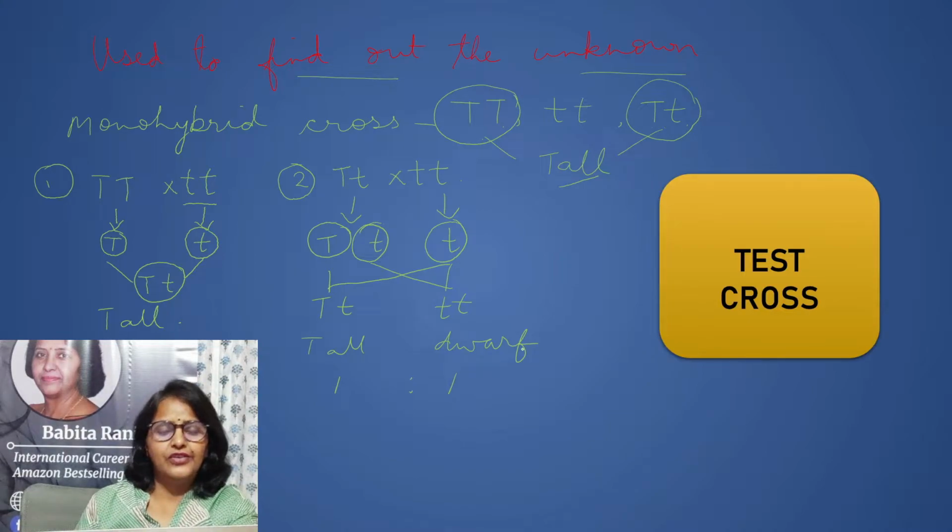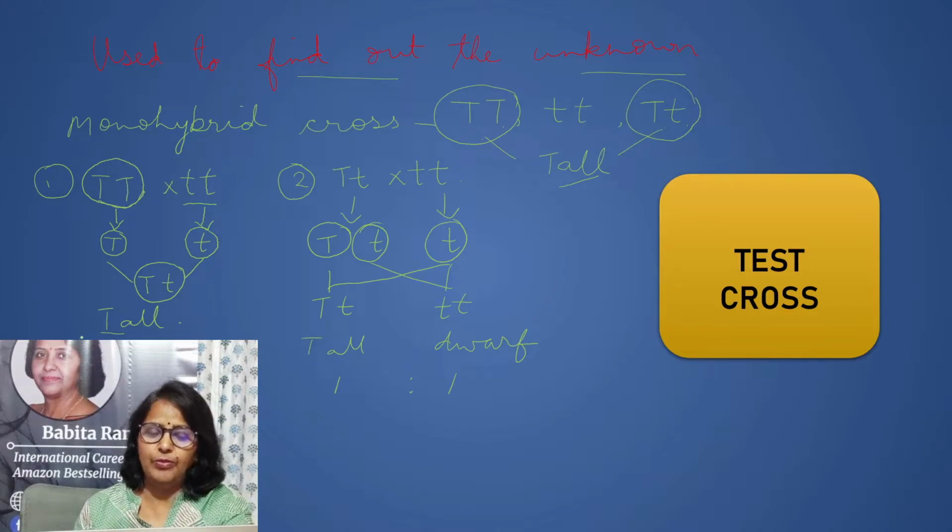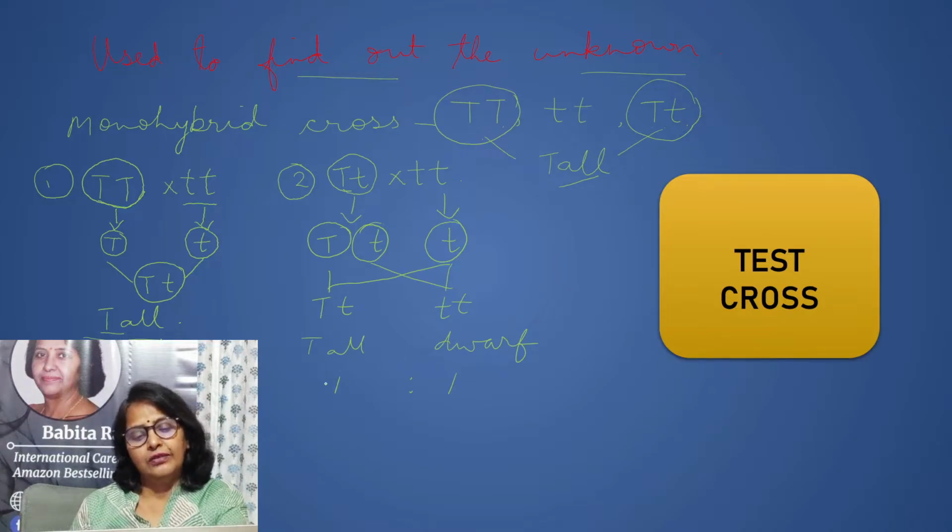So in case of monohybrid cross, when we have the genetic makeup as capital T, all the plants that will be produced will be tall type. But if we have genotype capital T small t, the plants that will be produced will be in the ratio of 1:1. The number of tall plants will be equal to the number of dwarf plants, and hence we will get the ratio as 1:1. So if we are getting the ratio as 1:1, that means the genotype of the tall plant was capital T small t, or heterozygous.